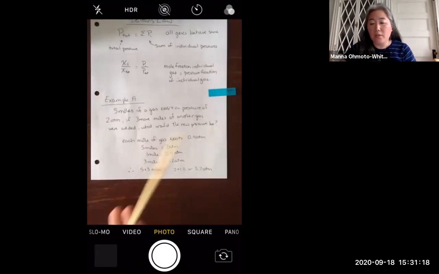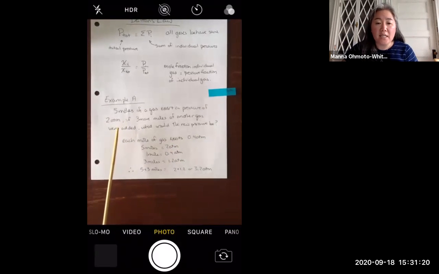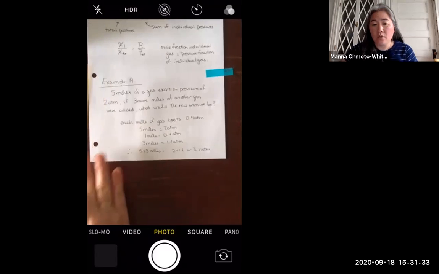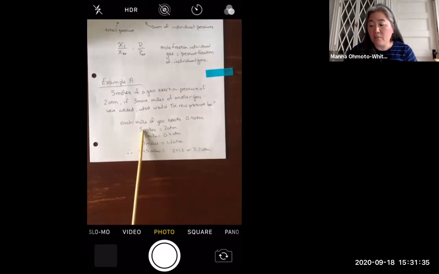So an example: if I have 5 moles of a gas and it exerts a pressure of 2 atmospheres, if 3 moles of another gas were added, what would the new pressure be? Right, so 5 moles equals 2 atmospheres. One way I can think of it is if 5 moles equal 2 atmospheres, 1 mole is going to be equal to 0.4 atmospheres. Adding 3 moles would be equal to adding 1.2 atmospheres.